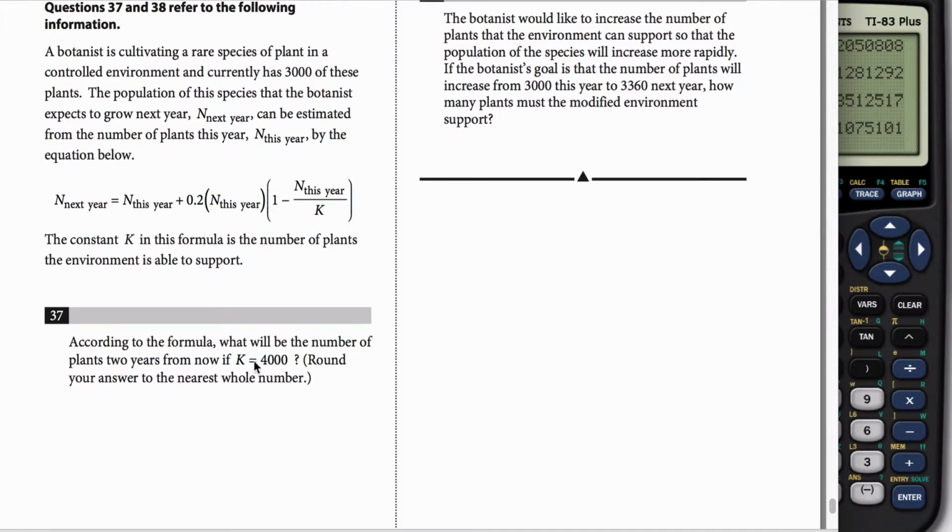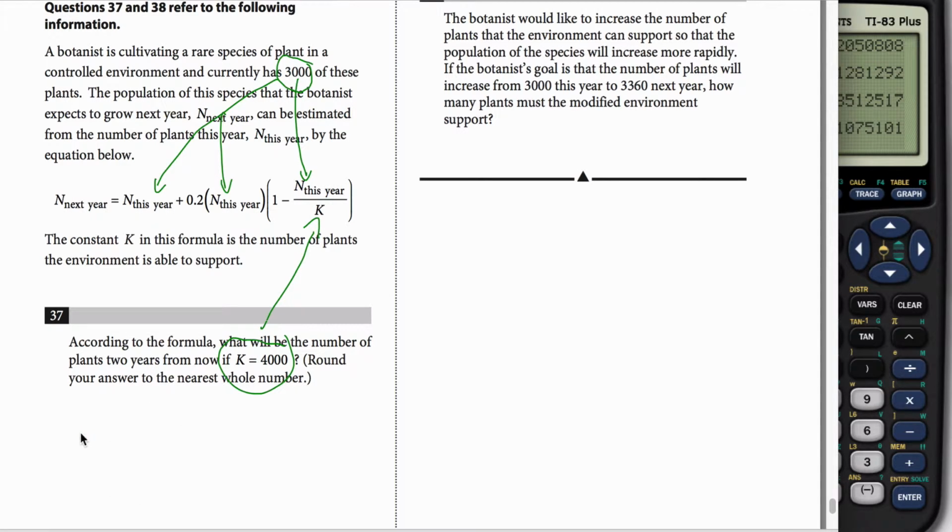So what 37 tells you is that k is 4,000, and what it's asking you is what is the number of plants 2 years from now. K equals 4,000, and if you read this, we currently have 3,000. So this n this year, which shows up 3 different times in this equation, will be this 3,000, and then this 4,000 will go in right here. And I want to know 2 years from now.